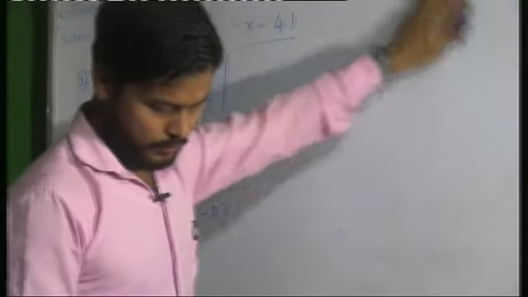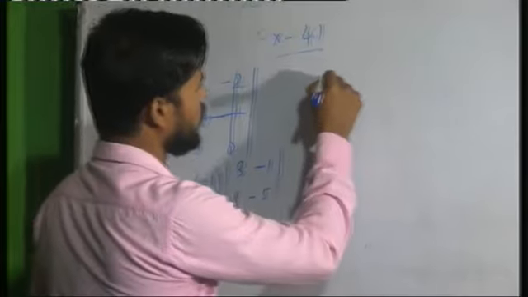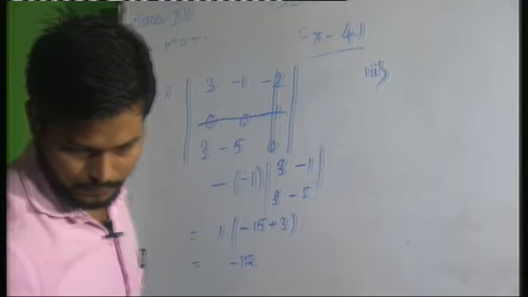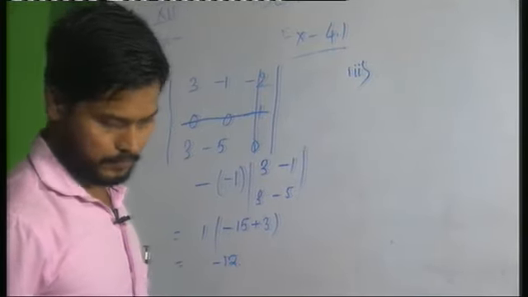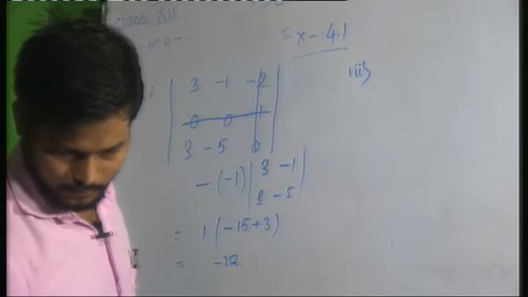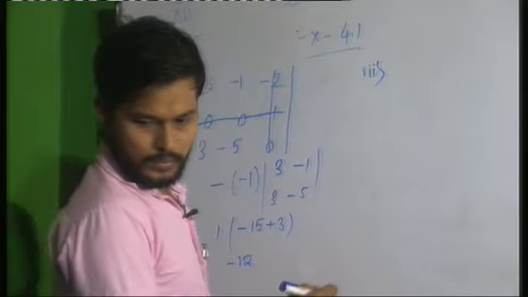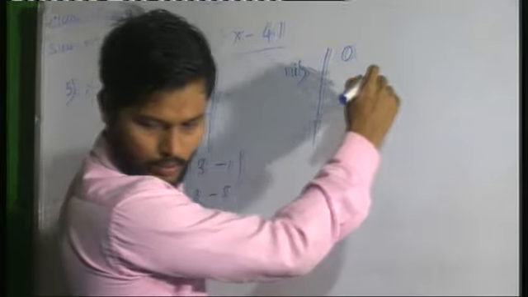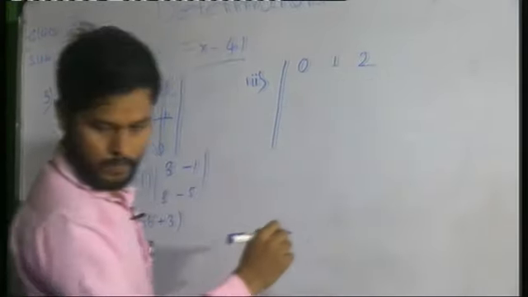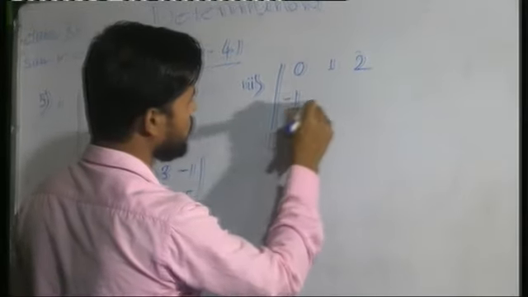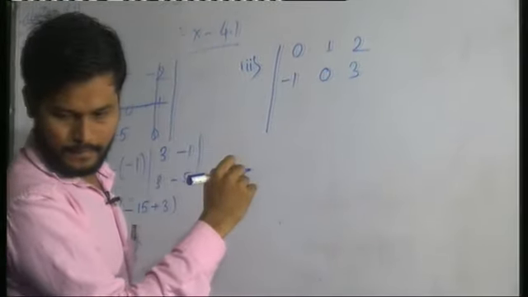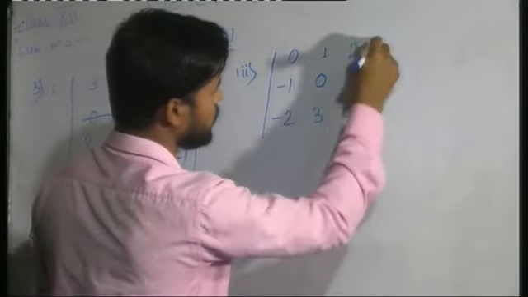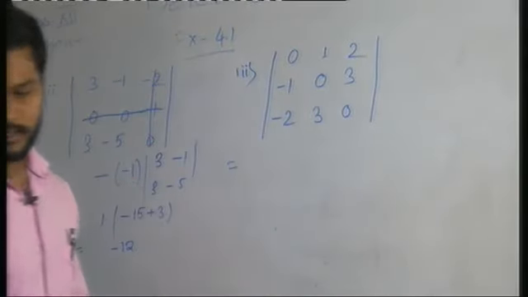Suppose I am doing the third question. Question number 3 is the determinant with rows 0, 1, 2; 0, 1, 2; -1, 0, 3; and -2, 3, 0. Okay, so expand the determinant.